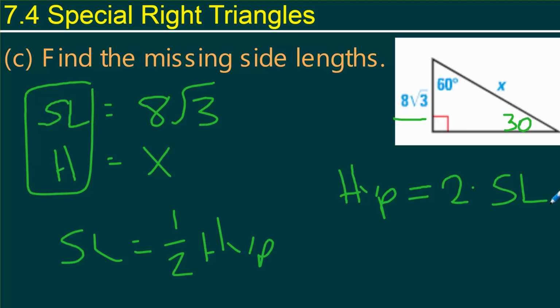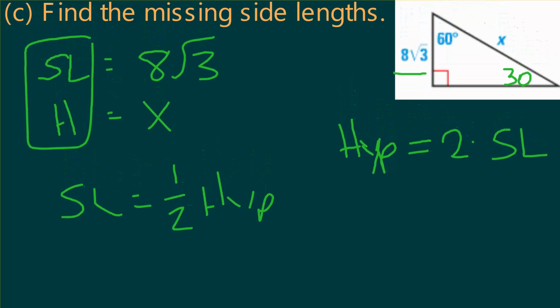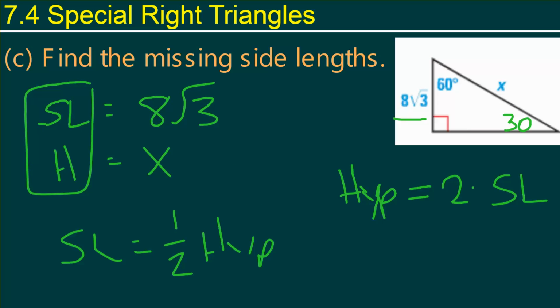That's the one we're going to use because we actually want to solve for the hypotenuse. And I'm going to substitute in the values from the drawing right underneath here. We know the hypotenuse is x, so I'm going to replace that with an x.